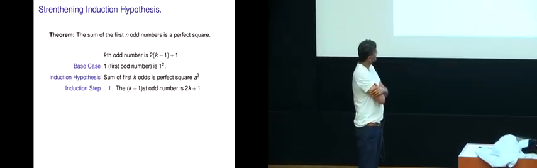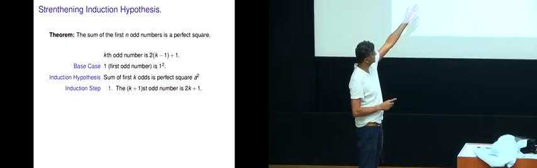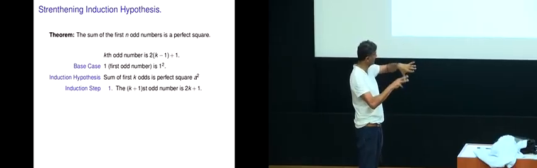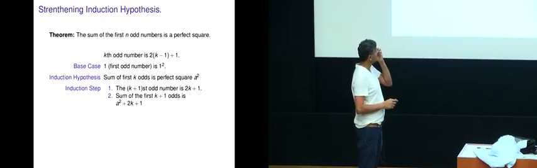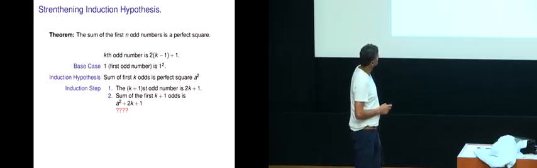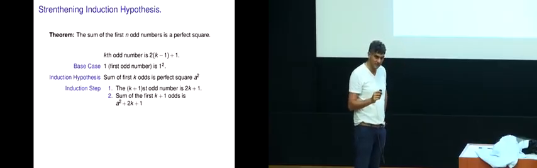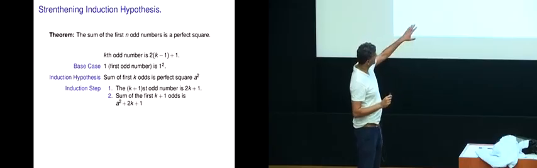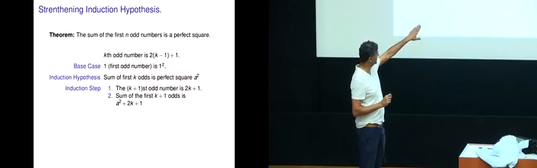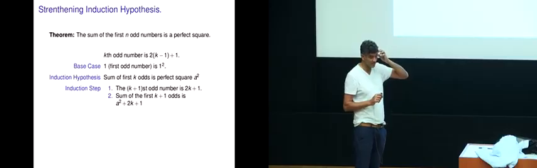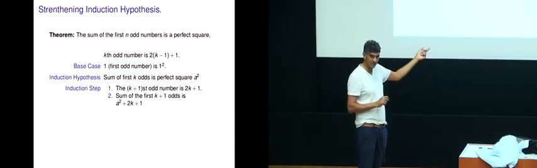The k plus first odd number is 2k plus 1. I'm just using this expression up there to make sure I have it well organized. We know that the sum of the first k odds is a perfect square, and it's a squared, right? So now we have a squared plus this next odd number, which is a squared plus 2k plus 1. So I went ahead and used the induction hypothesis, and I skipped a step here.